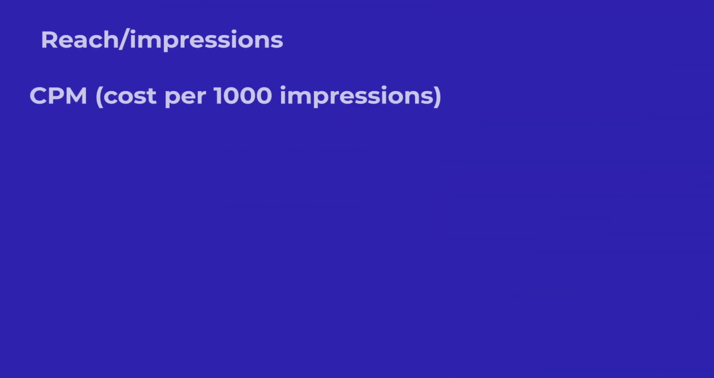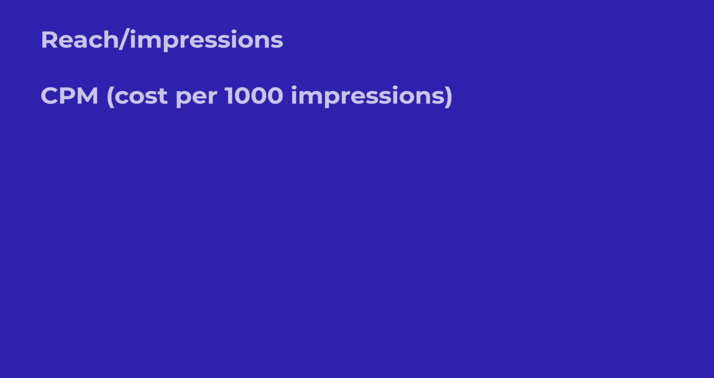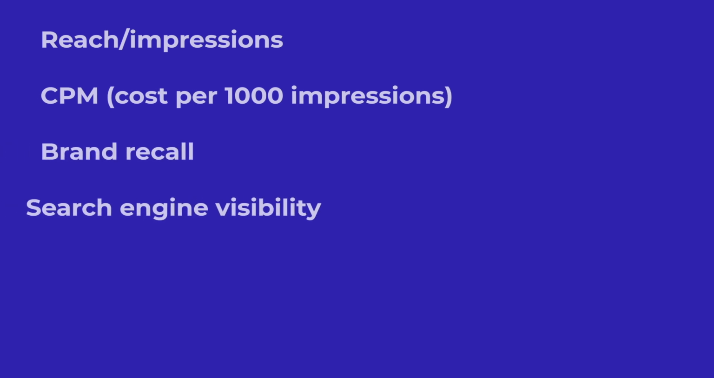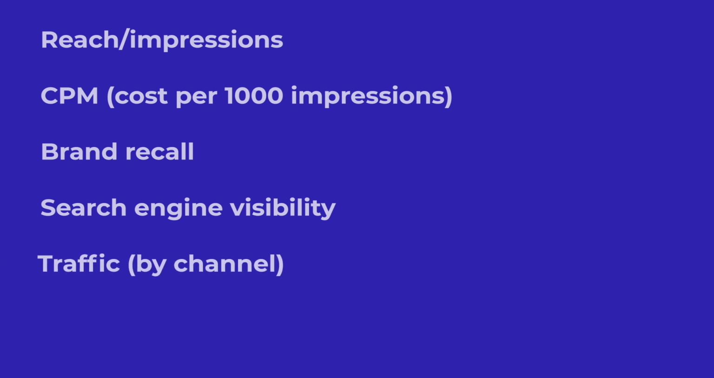So important to remember again is no target market is the same, and some of them are going to require significantly more nurturing and education before they're ready to move to the next stage of awareness. So let's have a look at some of the metrics that you might want to use to measure the success of your marketing campaigns at the unaware and the problem aware stages. Reach or impressions, CPM, which is cost per 1,000 impressions, brand recall, search engine visibility, traffic to your website broken down by channel, and retargeting list growth.